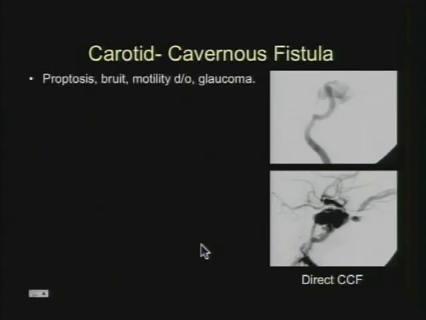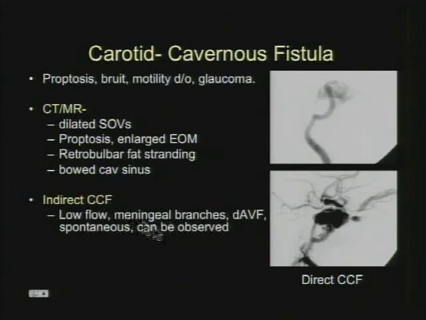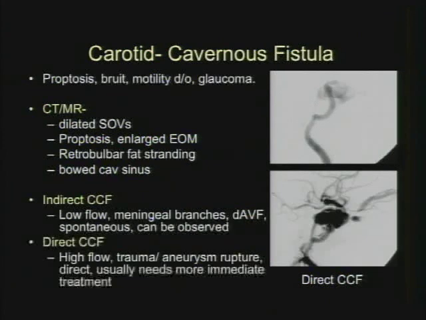Carotid cavernous fistulas, the patients can present with visual findings, loss of vision. They can also present with findings related to the cavernous sinus. Classical cross-sectional imaging features are those that we've seen: dilated superior ophthalmic vein, enlarged extraocular muscles, retrobulbar stranding, and a bowed cavernous sinus. Cavernous carotid fistulas can be indirect, which are normally low flow. They're meningeal branches. These are dural arteriovenous fistulas. These spontaneous lesions can be observed if they're asymptomatic, whereas direct CC fistulas, which are also often the sequela of trauma or aneurysm rupture, they usually need more immediate treatment.